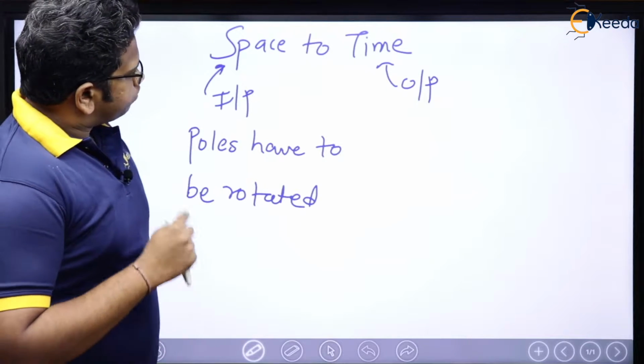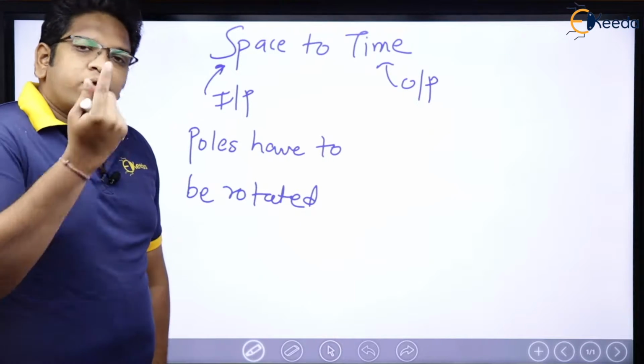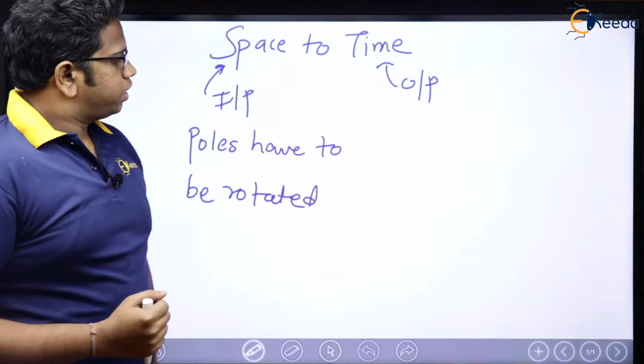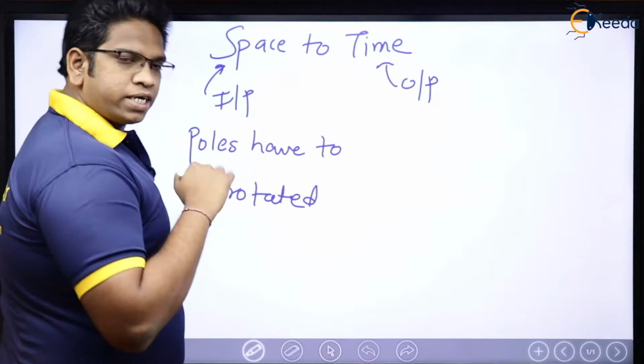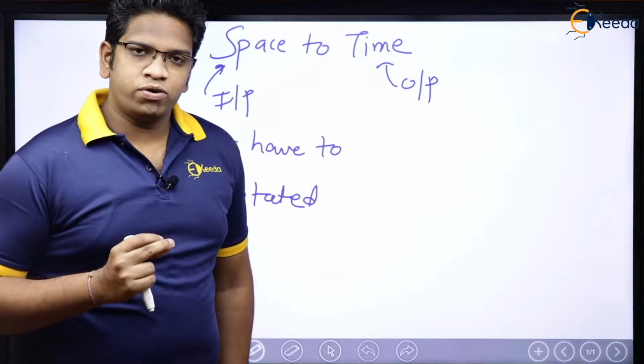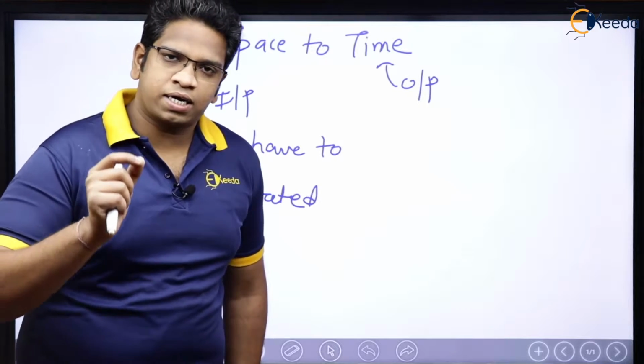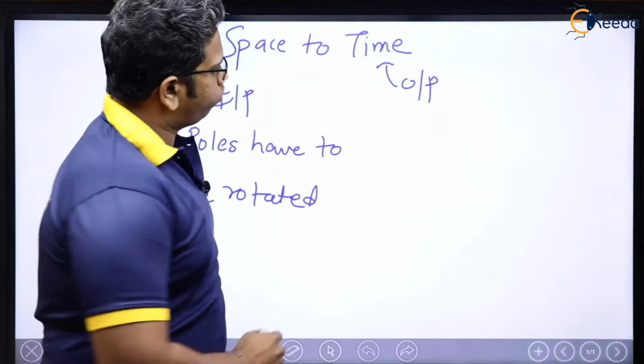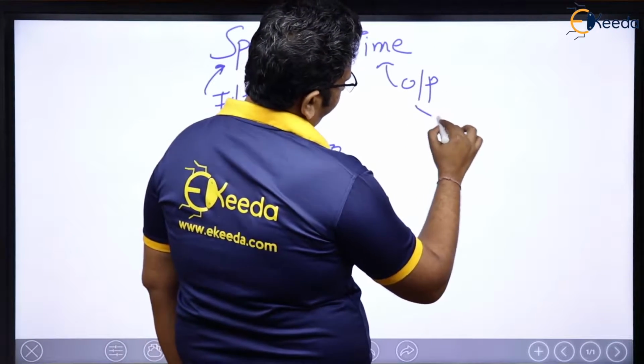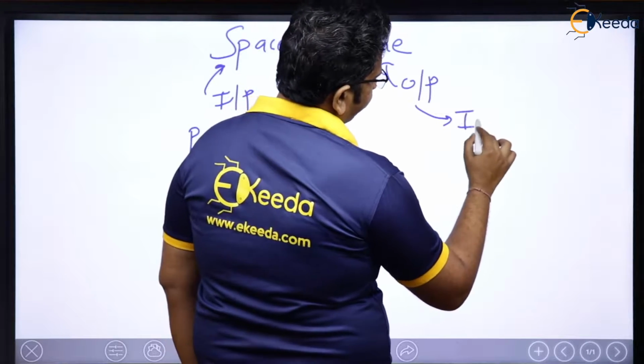Right? Space to time means poles have to be rotated. Am I right? And output in time means what? Yes, we know that voltage and current are time displaced. So output in time means we have to find what is the behavior of induced voltage and currents.